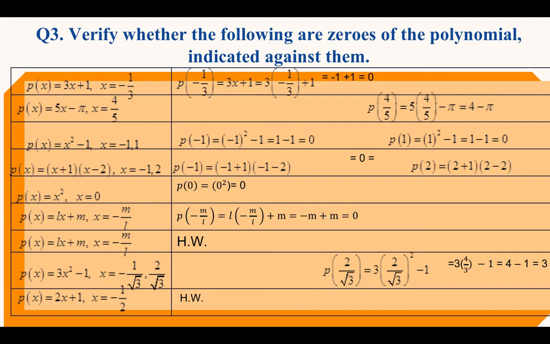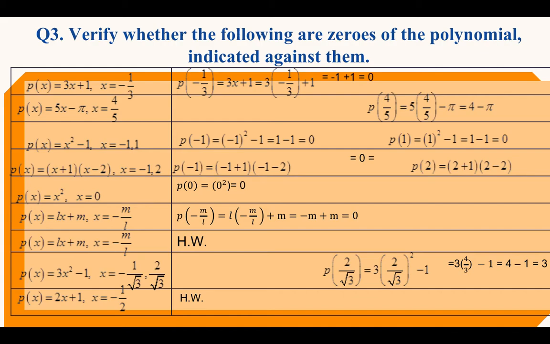Now next question, P of x is equal to Lx plus m, where x is equal to minus m divided by L. So you can see over here we have three terms L, x and m. But the question is given as P of x, means x is the only variable over here, and L and m are considered to be constant terms. So we will put the value of x as minus m by L. So I get P of minus m by L is equal to Lx, means L multiplied by minus m by L, plus m.